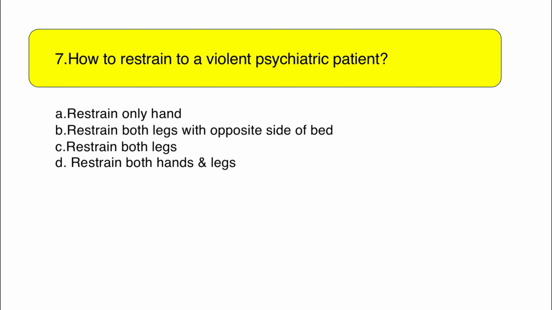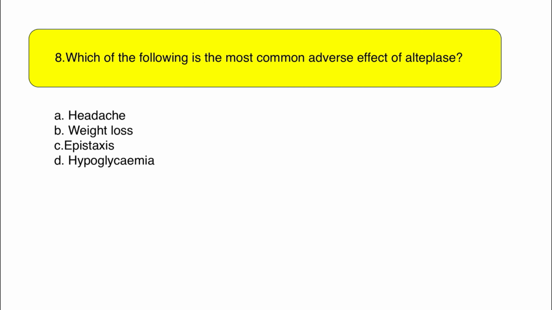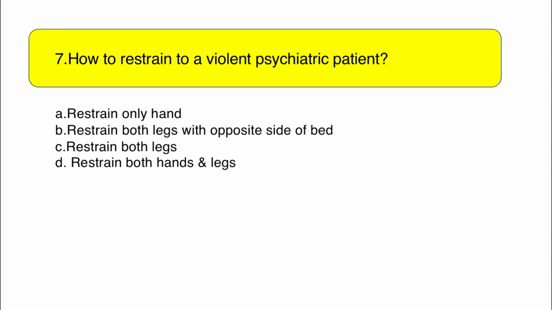Question number 7. How to restrain a violent psychiatric patient? Option A. Restrain only the hand. Option B. Restrain both hands with opposite side of bed. Option C. Restrain both legs. Option D. Restrain both hands and the legs. So the right answer is option D. Restrain both hands and legs. Move on to the next question.